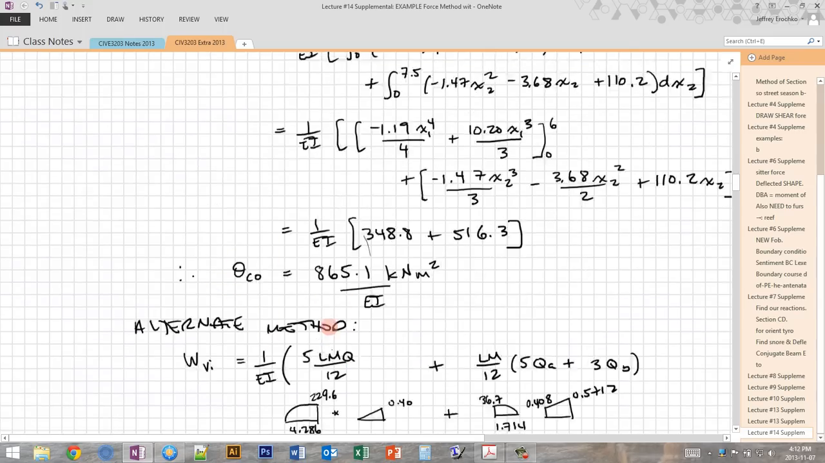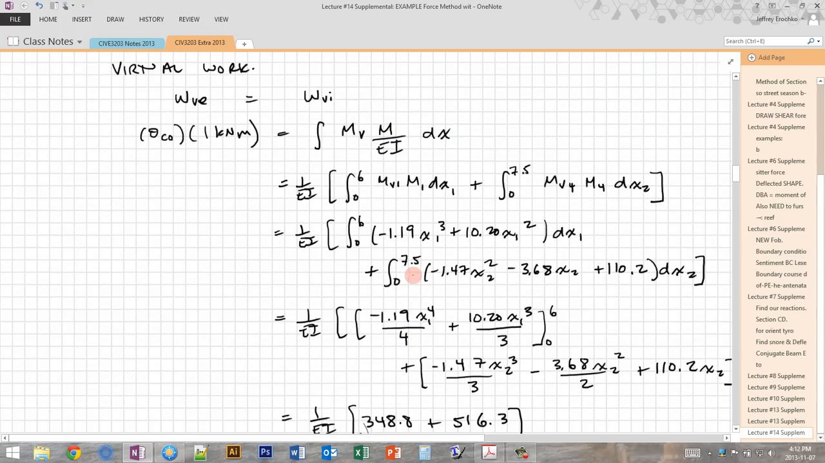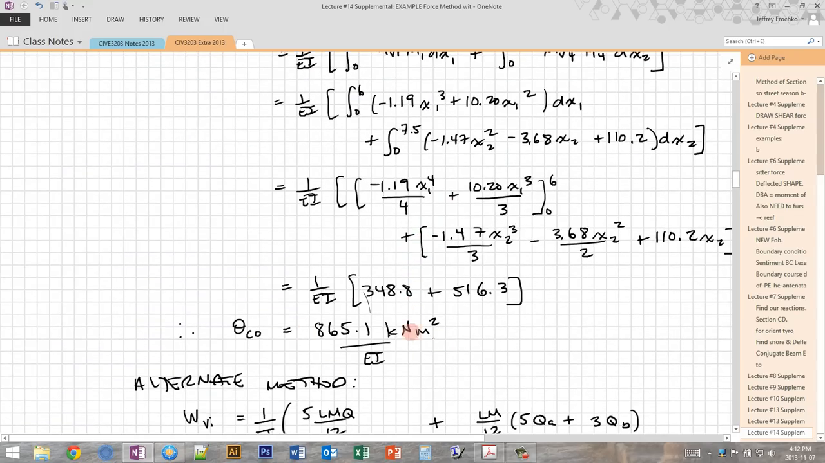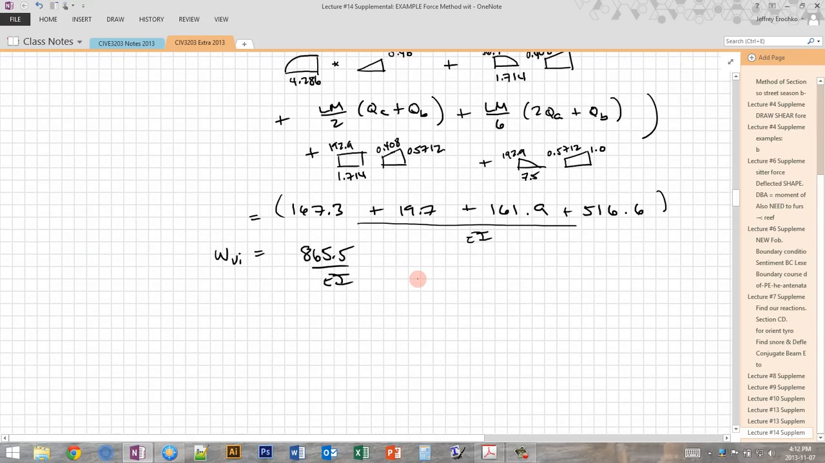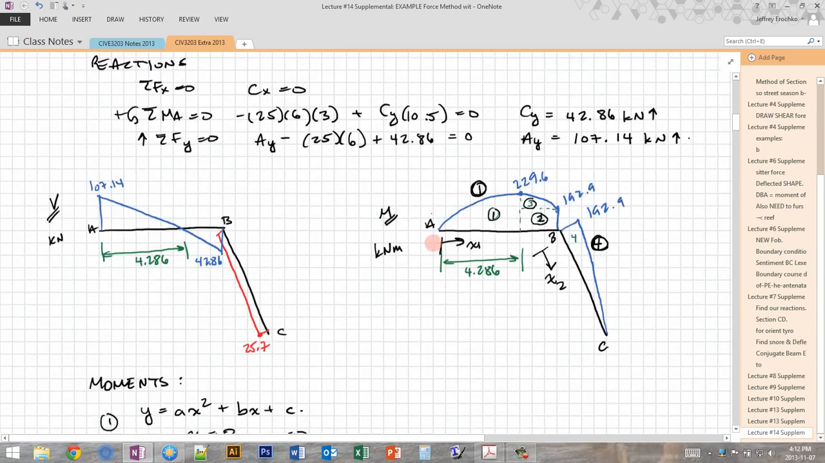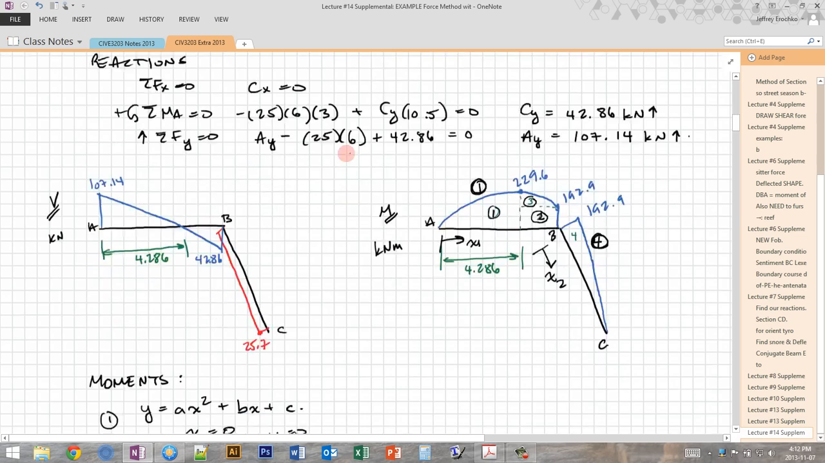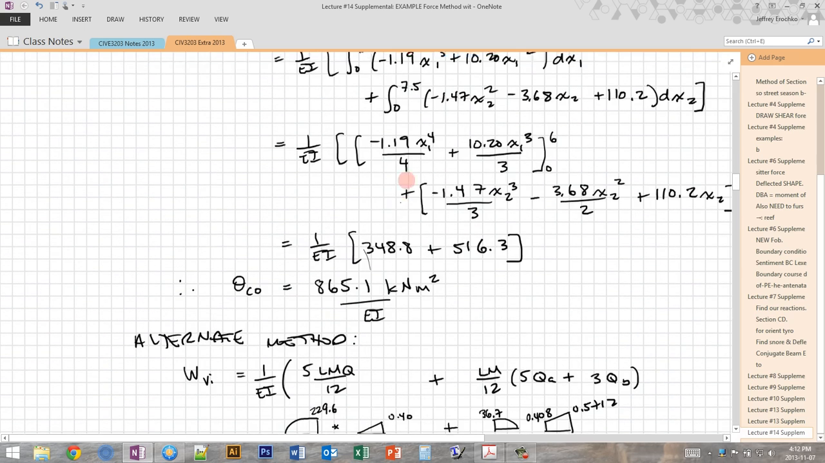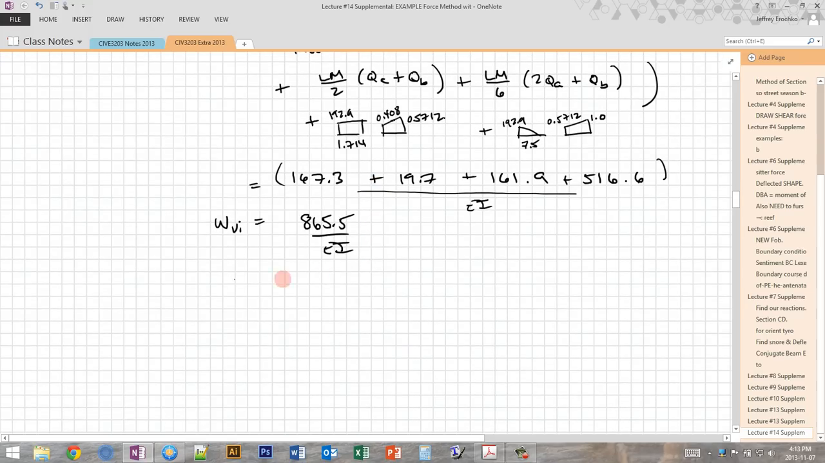You'll see that this value is very similar to the value that we got for the internal virtual work when we did it the integration way, the full numerical integration way. We're off by 0.4, which would be from a round-off error. So all of that crazy work is just so that we can get this rotation of our primary structure with the external load applied. So we now have theta C naught, and theta C naught we found right here is 865.1 kilonewton meters squared over EI.